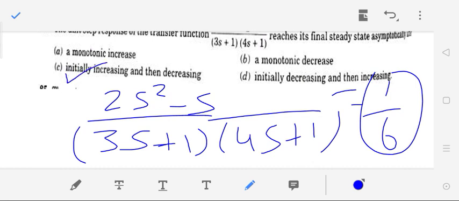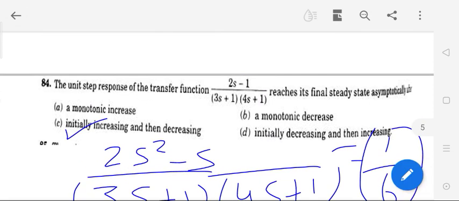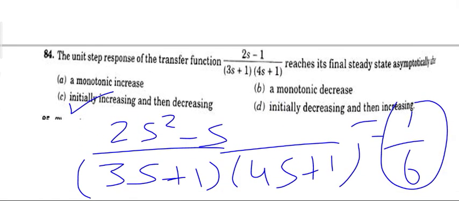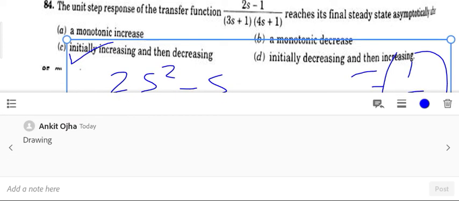So this is one way: you just have to multiply it with s and compare the coefficients of s squared for finding the inverse response.